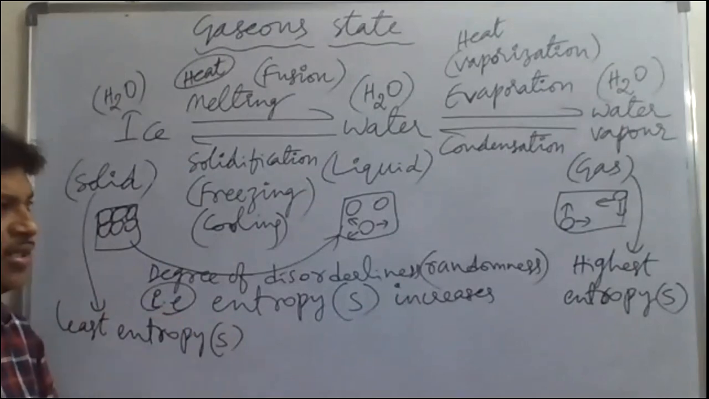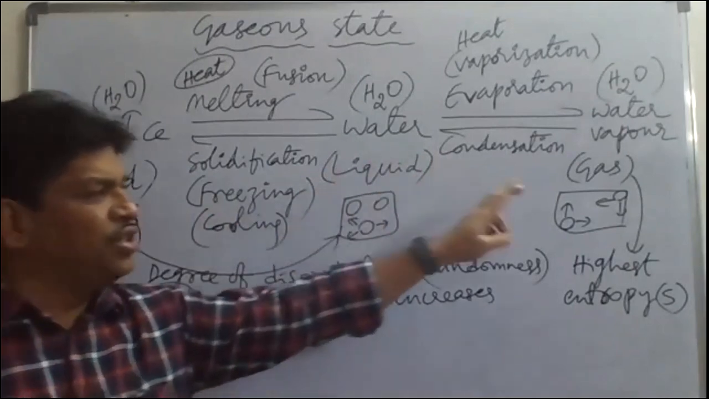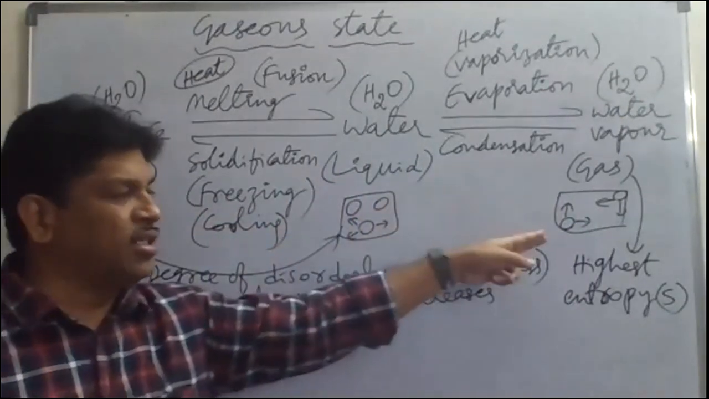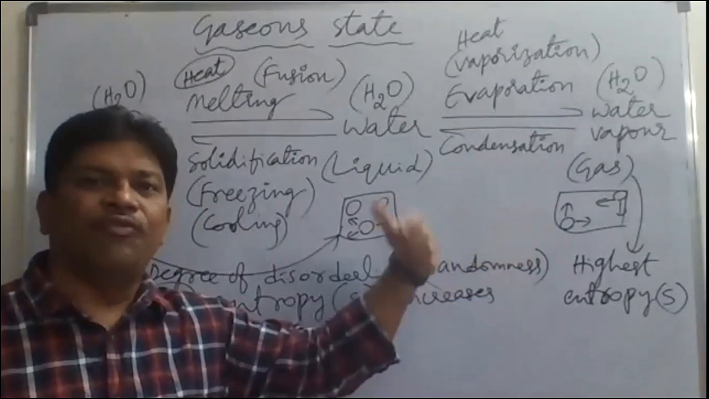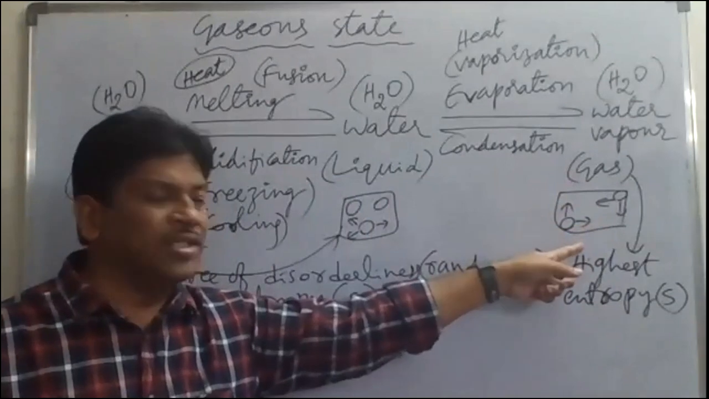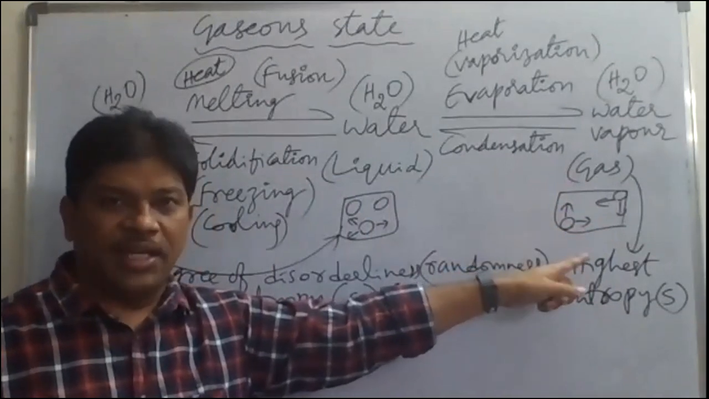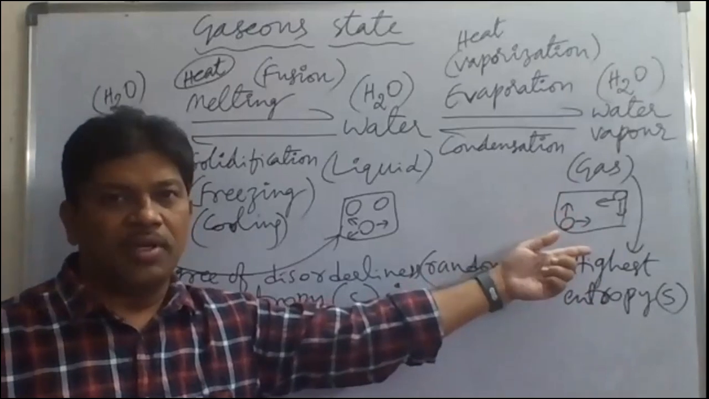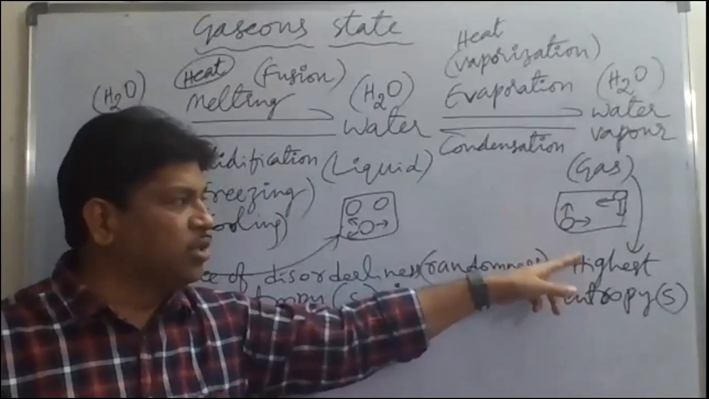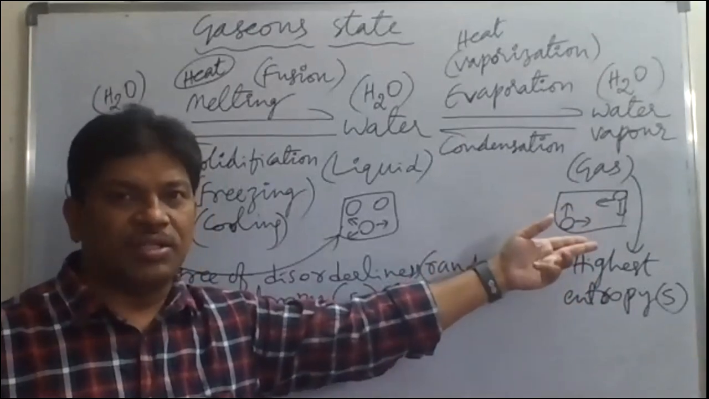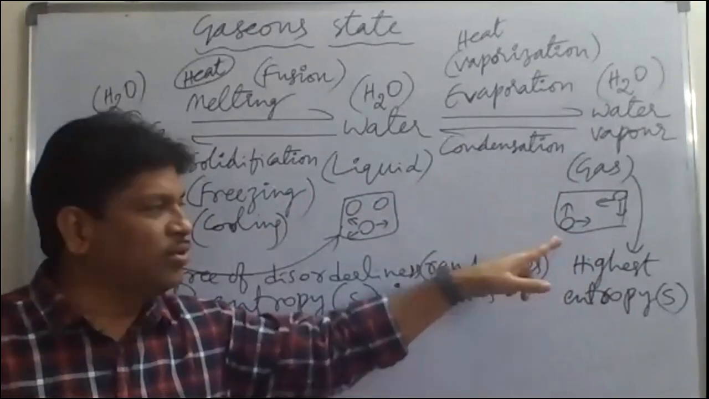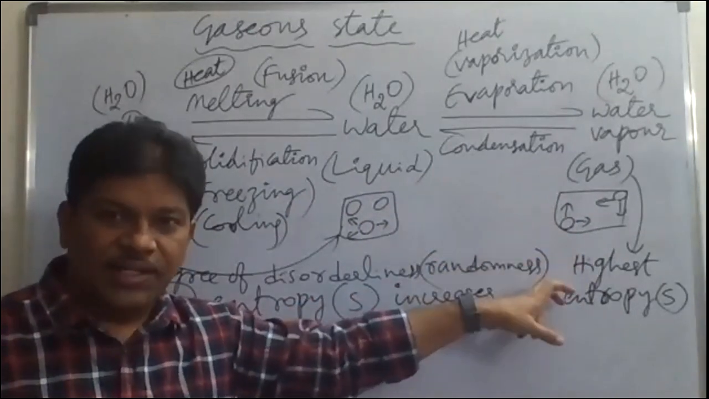Next, we have to understand in which case the kinetic energy of the particles will be greater, in solid, liquid or gaseous state. In gaseous state the particles are moving very fast, so velocity is greater here. If velocity is greater, kinetic energy will also be greater. Kinetic energy is given by the formula half mv square. The more the velocity, the more the kinetic energy. So the gaseous state has the highest kinetic energy.